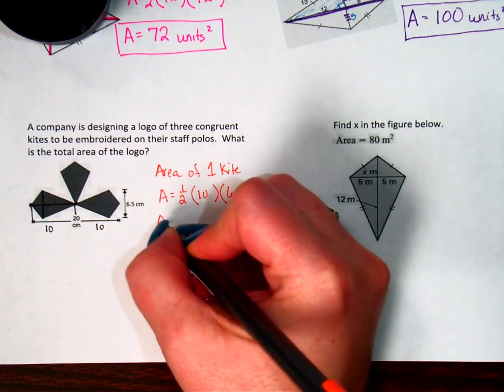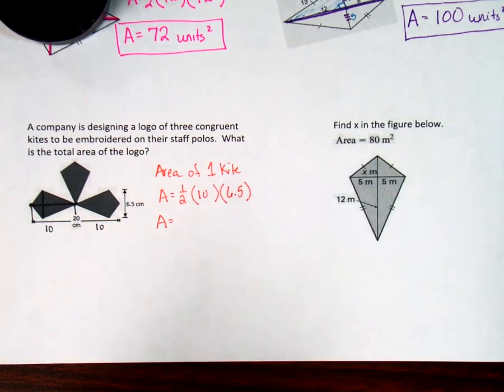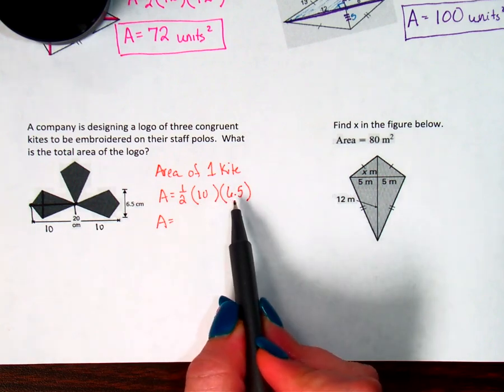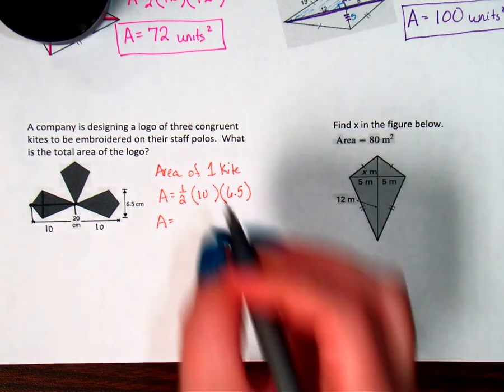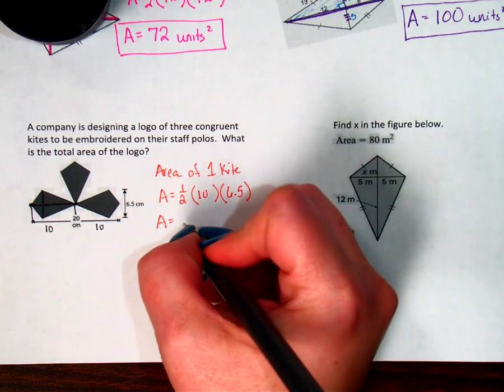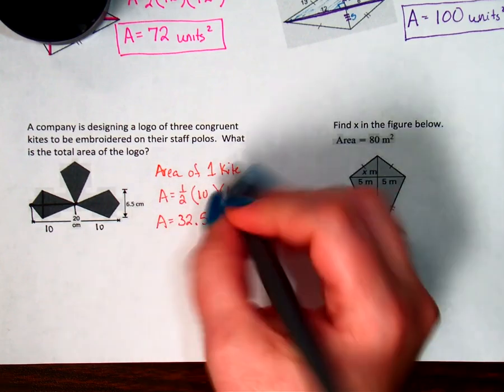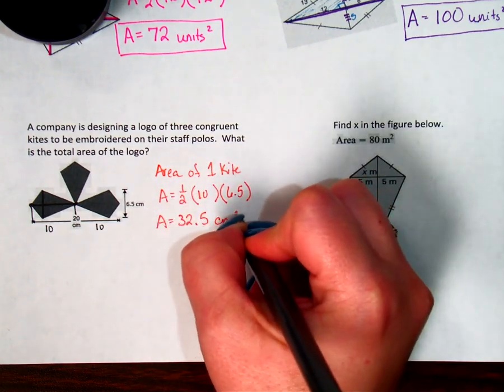So when I put this in my calculator, I can do 1/2 of 10 is 5, and then just do 5 times 6.5. Or I can do 10 times 6.5, which is 65, and then just do 1/2 of 65. And then either way, I'm going to get 32.5. And I do have my units, it's centimeters squared.